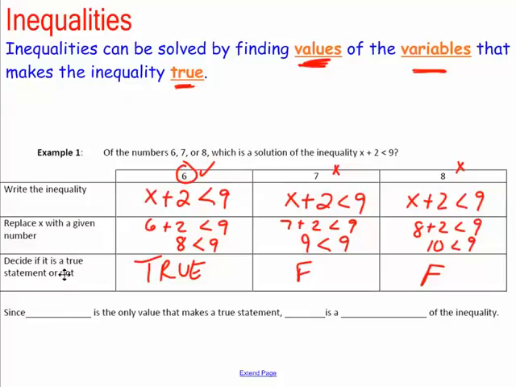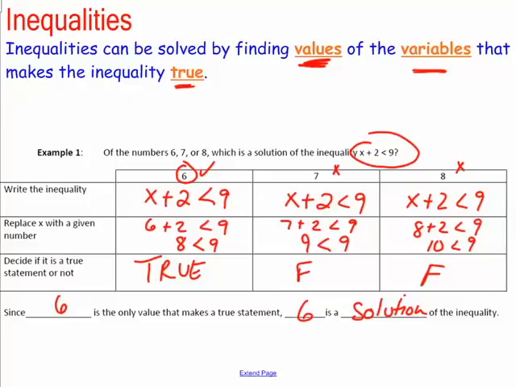So since 6 is the only value that makes it true, then 6 is a solution to the inequality. So 6 makes this inequality true. Are there other numbers? Yes, there are, and we're going to talk about that a little bit later. All right?